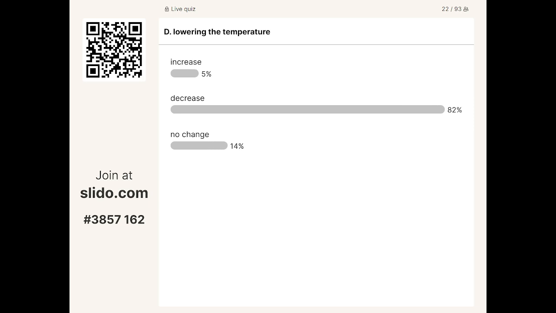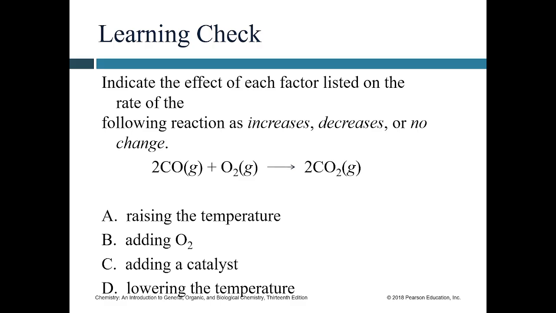Catalyst is an increase, because it's lowering the activation energy. A catalyst increases the rate, exactly. It makes it faster. Increased temperature makes it faster. Adding O2, adding a reactant, would make it faster. Just about everything makes it faster except for lowering the temperature. Exactly.